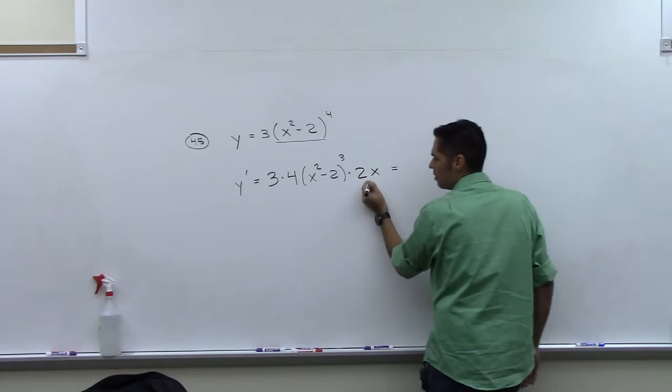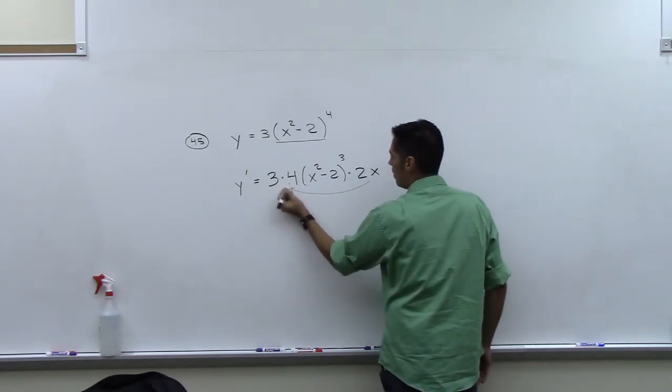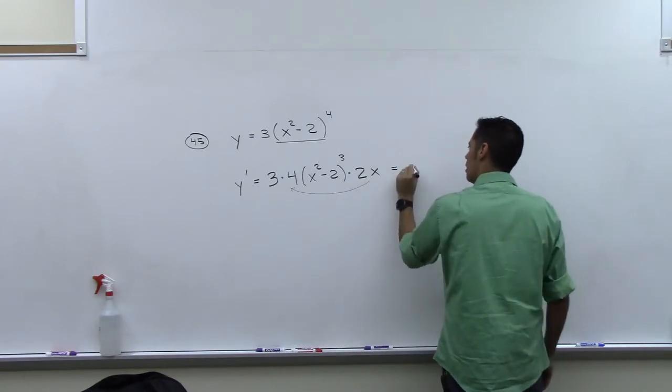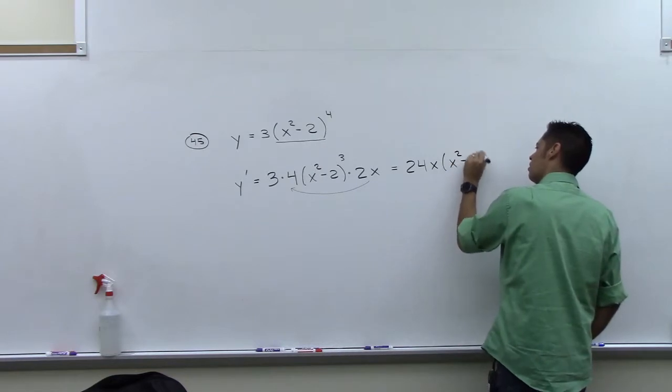And now I can bring this 2x out to the front. I already had a 3 times 4, which was 12, but then I have to hit that with a 2 and an x. So that should become 24x. Then I still have x squared minus 2 to the 3rd power.